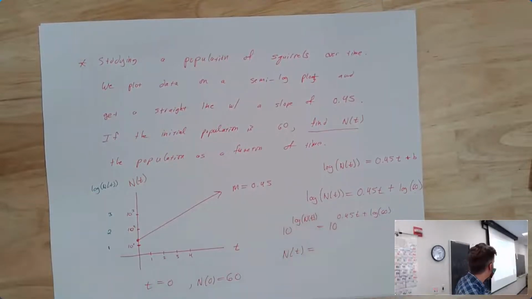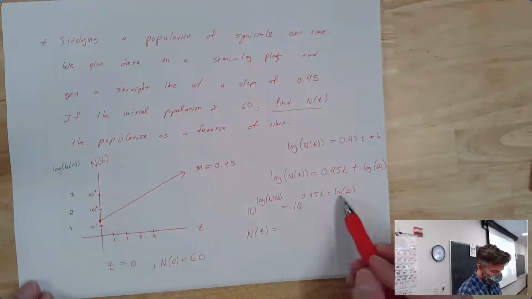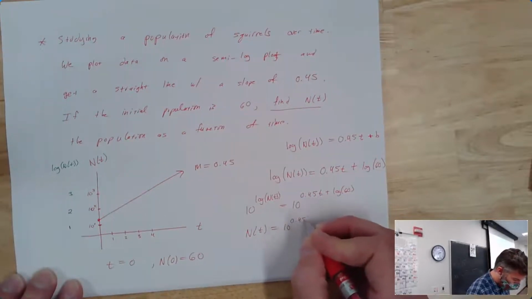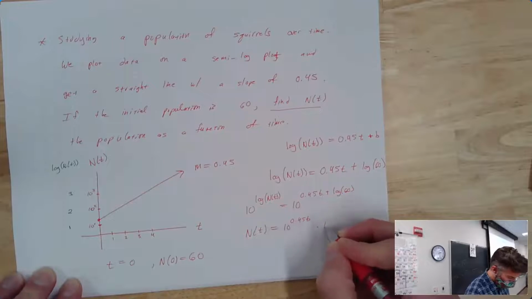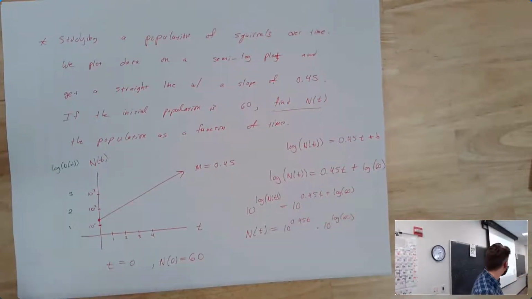And although technically you could leave the right-hand side as is, we should simplify it because we should make it really look like the exponential function that we know it is. So there's two things to do. Thing one, break this apart as 10 to the 0.45 t times 10 to the log of 60. And the second thing is, well, 10 to the log of 60, that's just 60.